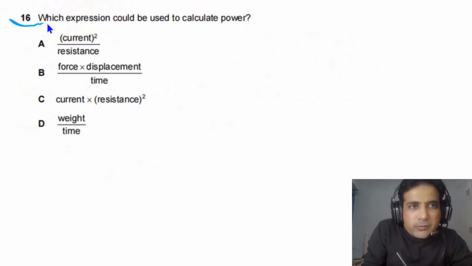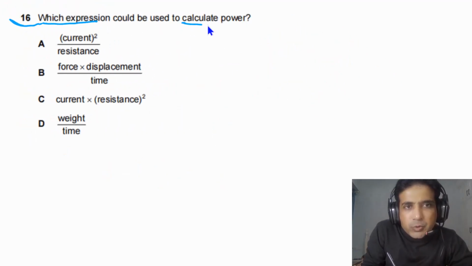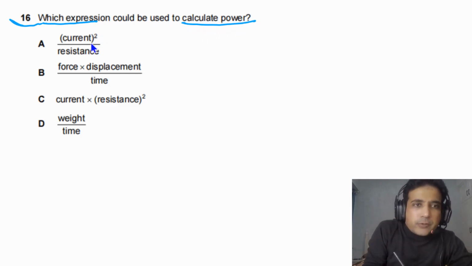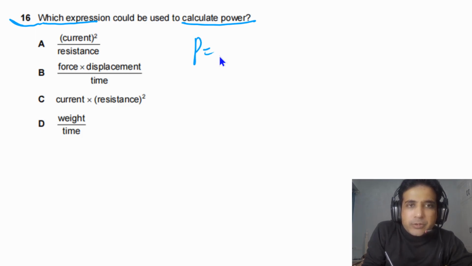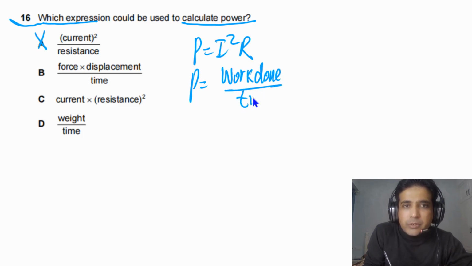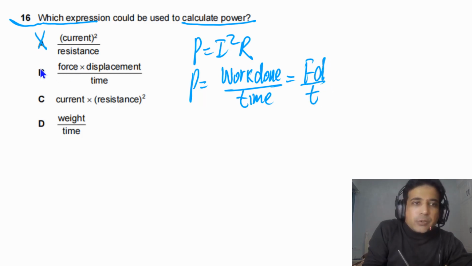For question number 16, we need to find out which expression could be used to calculate power. So simply we need to understand what the formula for power is. First one, this is not possible because power is equal to I squared times R. So this is not possible. Power also is equal to work done over time. So we can simply say power is equal to work done over time, and work is equal to force times displacement over time. So option B is possible. Current times resistance squared, not possible. Weight over time, not possible. So the answer for this question is B, quite straightforward.